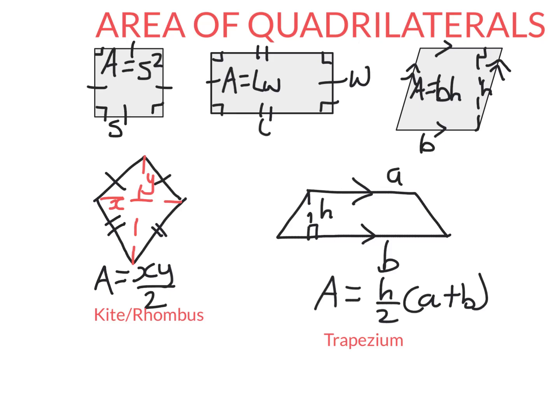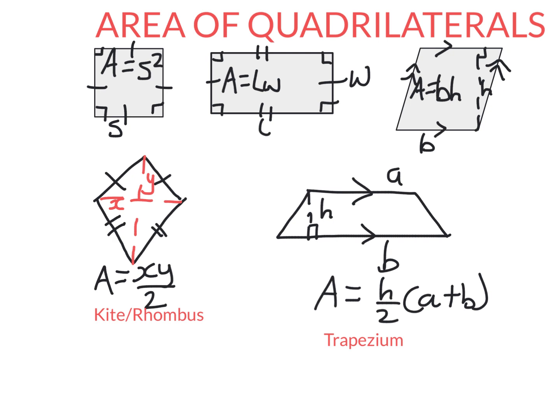Thank you so much for tuning into this video in which we will look at finding the area of quadrilaterals. So a quadrilateral is just a four-sided shape, and you're probably familiar with finding the area of the first three: a square, a rectangle, and a parallelogram. So just be aware whenever you see H in a formula in measurement, it always means perpendicular height, the height at 90 degrees, not the slant height.